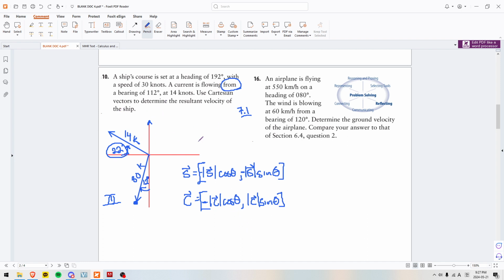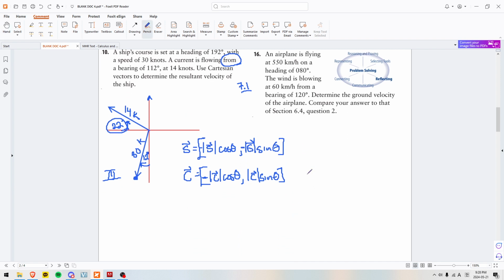Use Cartesian vectors to determine the resultant velocity. The resultant velocity would be adding the x's and adding the y's together separately. That becomes the resultant, and that's the end of the question. So try that and see if it agrees with the back of the textbook.